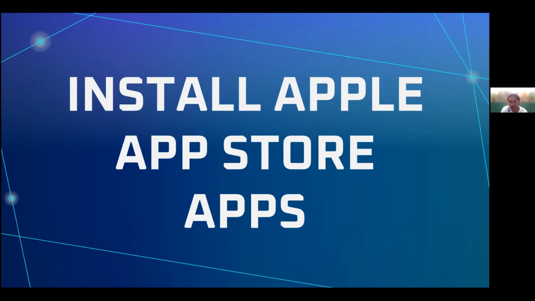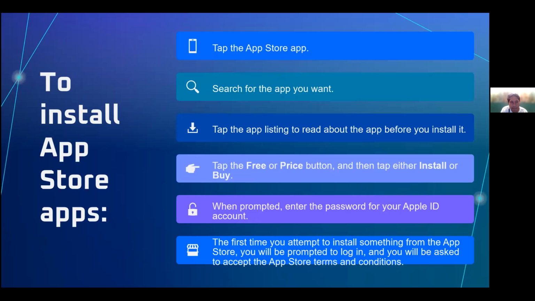Install Apple App Store. This is the step how to install App Store in iOS device. Tap the Store app, second search for the app you want. Tap the app listing to read about the app before you install it. Tap the price button and then tap either install or buy.